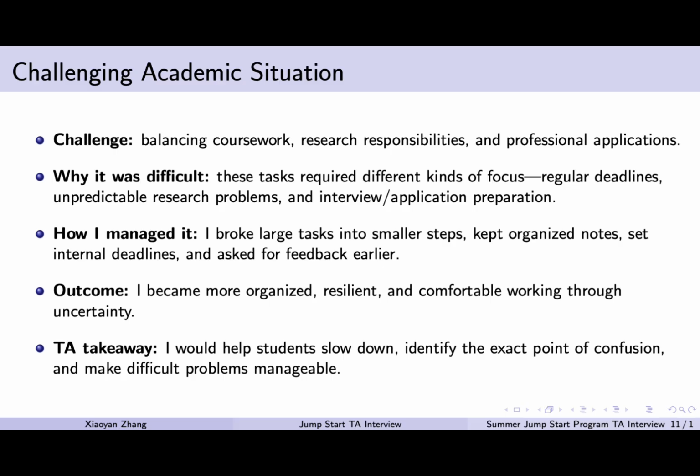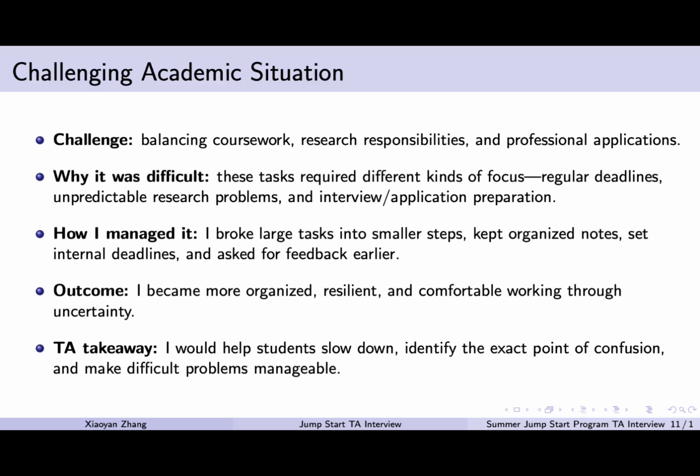And second, I kept more organized notes. This helped me avoid repeating the same mistakes and made it easier to communicate with classmates, professors, and also collaborators. For coursework and applications, I also tried to set smaller deadlines for myself instead of waiting until the final deadline.